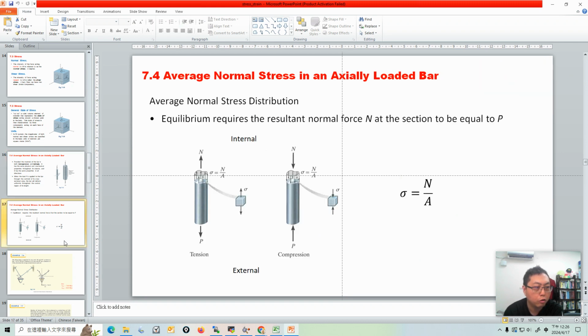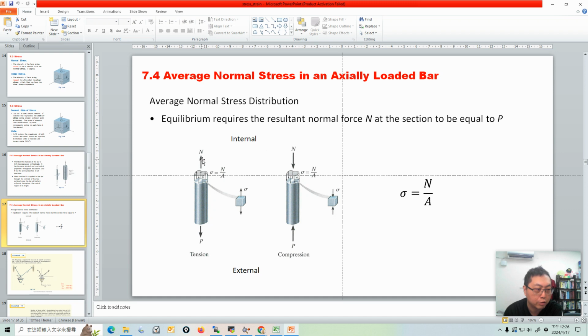Okay, so the more normal stress, what is a normal stress? Normal stress is the normal force divided by area. When I apply an external load on the bar, I apply tension on the bar, and you will have normal stress. You will create normal stress in the material.